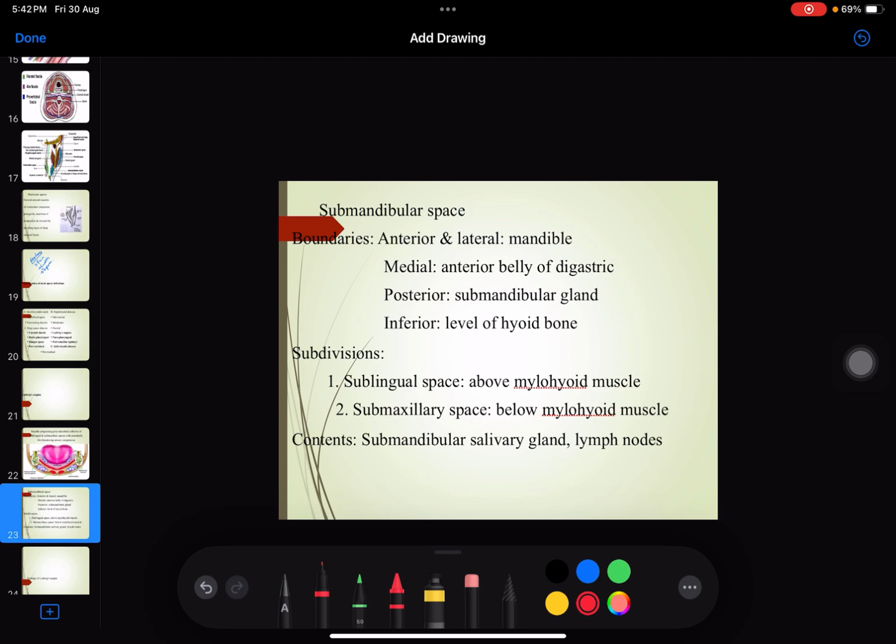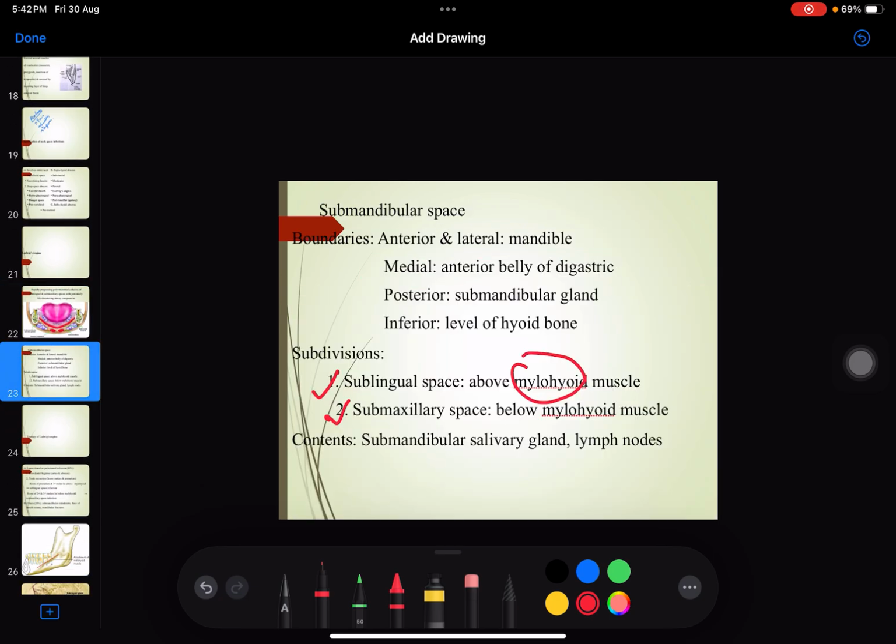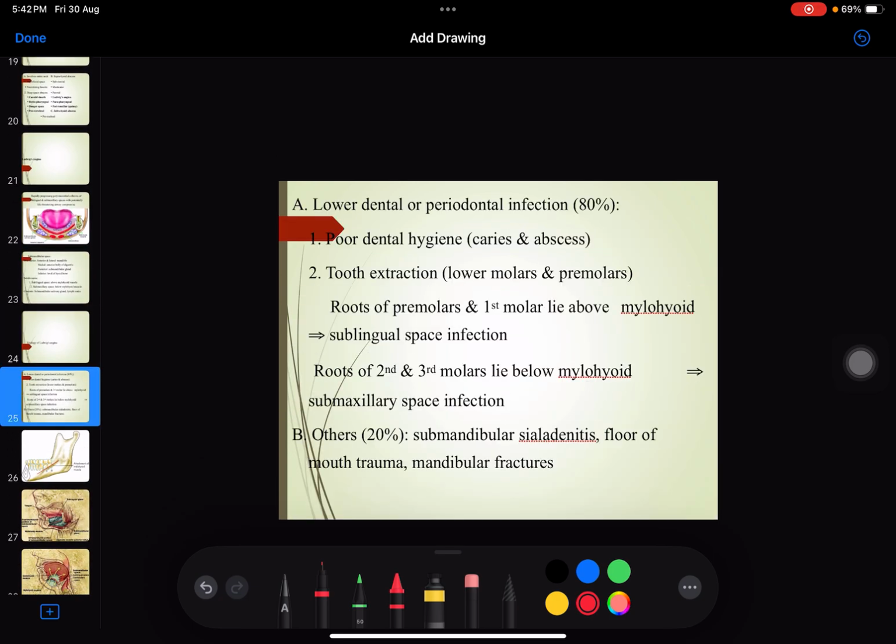So I already told you that it is divided into two spaces. One is the sublingual space, the other one is the submaxillary space, separated by a muscle known as the mylohyoid. Above the mylohyoid muscle you have your sublingual space, and below you have your submaxillary space. Okay, and the etiology of Ludwig's angina.